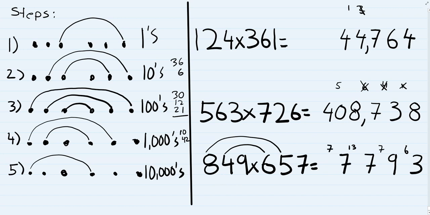And then my last partial product is, I'm at my 10,000s now. So think about it. I have 48 plus 7. 8 times 6 is 48. 48 plus 7 is 55. So now I just ignore the carries, and my answer is 557,793.